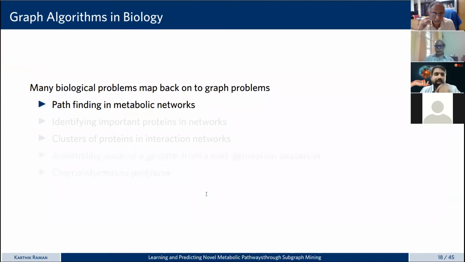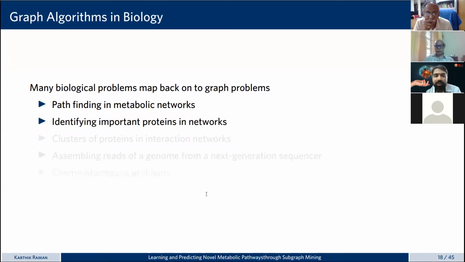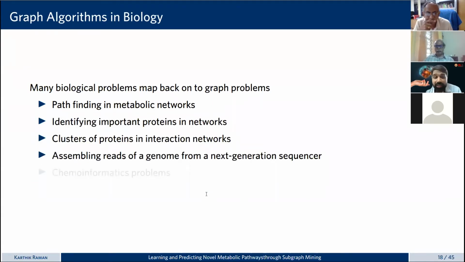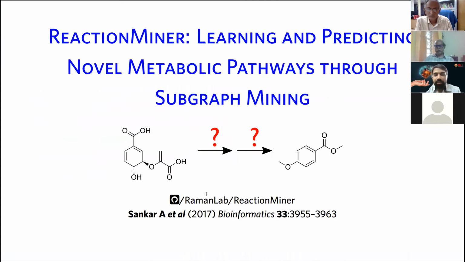And there are many biological problems that map back onto graph problems, like pathfinding in metabolic networks, identifying important proteins, clusters of proteins. Even the famed gene sequencing problem cannot be solved without graphs. If you want to assemble all the reads that come from a next generation sequencer, you still need graph theory to do that. And there are some chemoinformatics problems as well, and one of them is what I'll sort of broach upon today. So here is my talk finally.